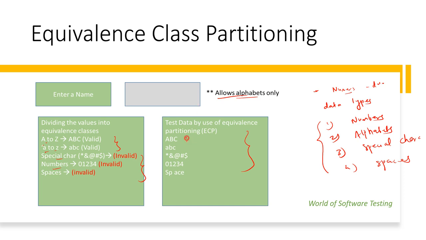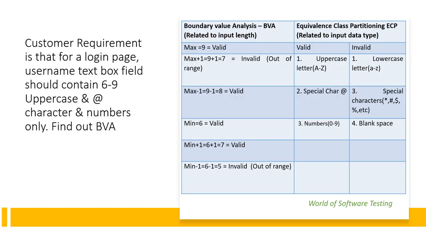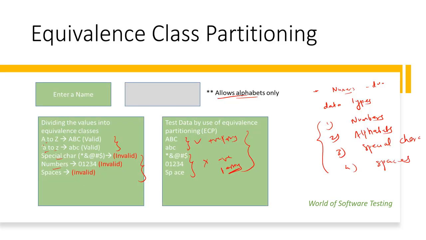So the first two should get accepted within this text box, as they are the valid inputs, called positive testing or the positive scenarios. And then the remaining ones are the invalid inputs. These should not get accepted in this text box, which is termed as negative testing. So in this way we can reduce the data with the help of equivalence class partitioning.